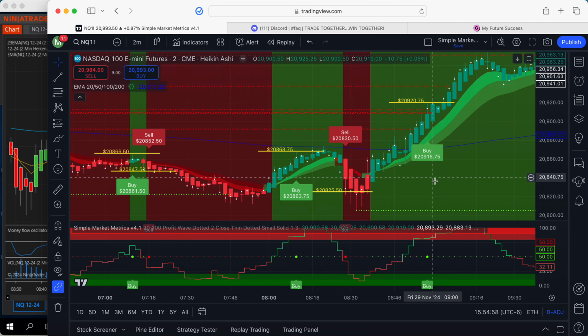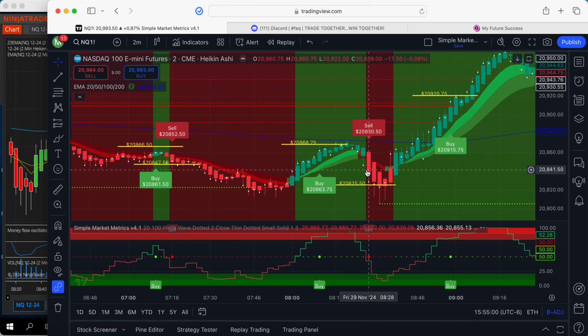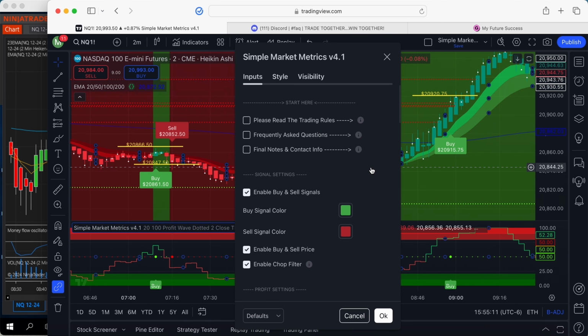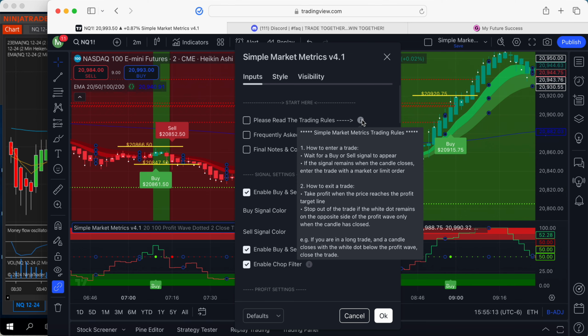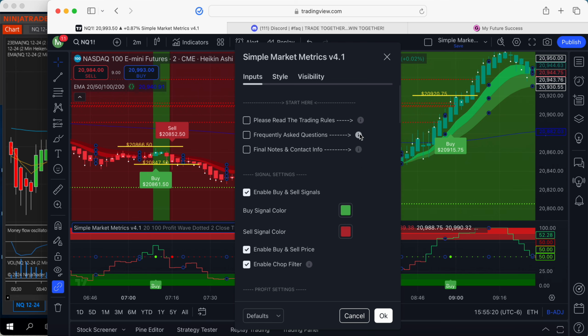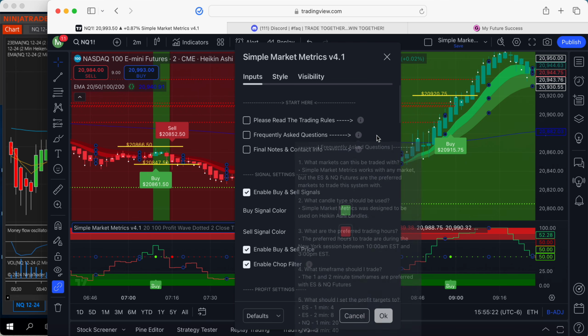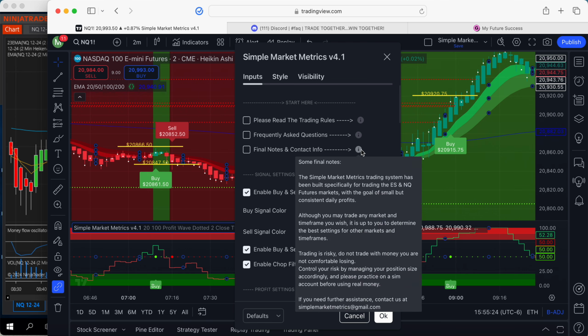So over here on TradingView, this is how it's going to look. I have just added a 200 EMA to it. If you double click on it, he has entered extra information that talks about how to enter a trade, how to exit a trade, some frequently asked questions, any final notes, contact info.